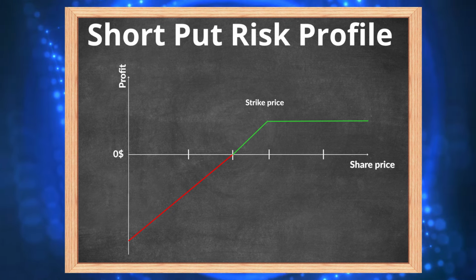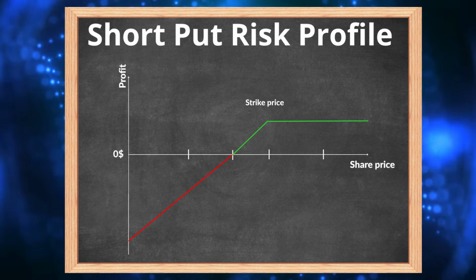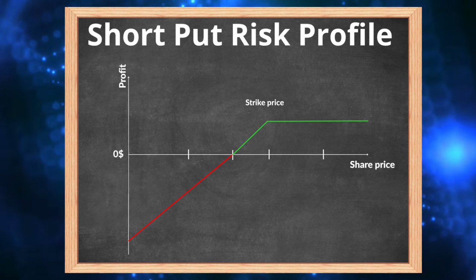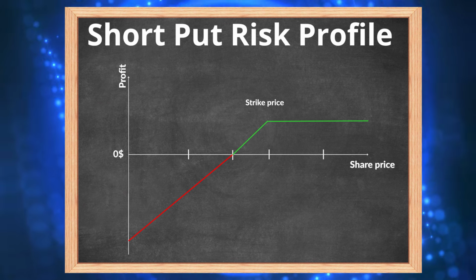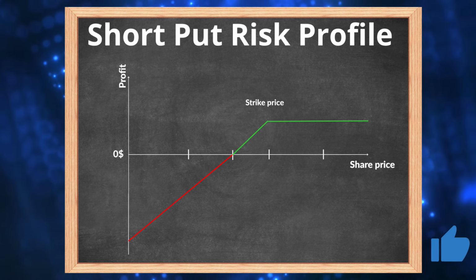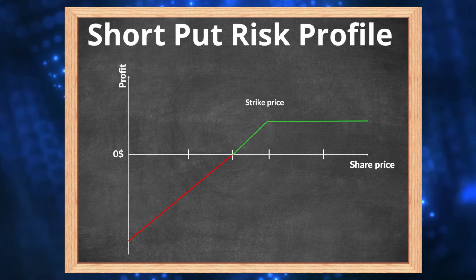Just like with calls, the seller's maximum gain is the premium received, but the loss grows as the stock drops. It reaches maximum only if the price hits zero. If the price falls below the break-even point, the put seller will be obligated to buy the asset at a loss.